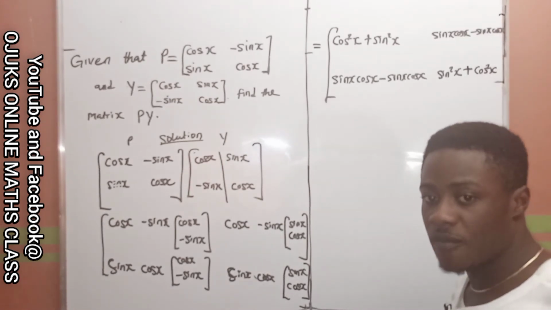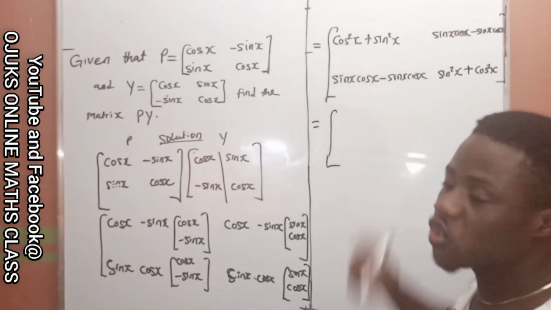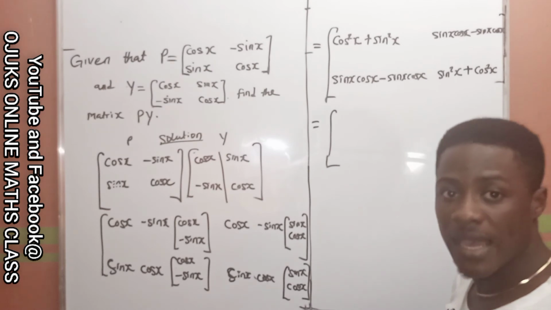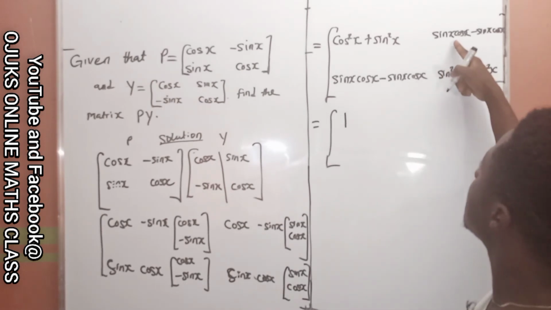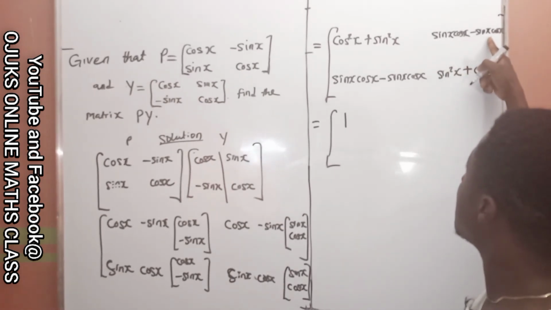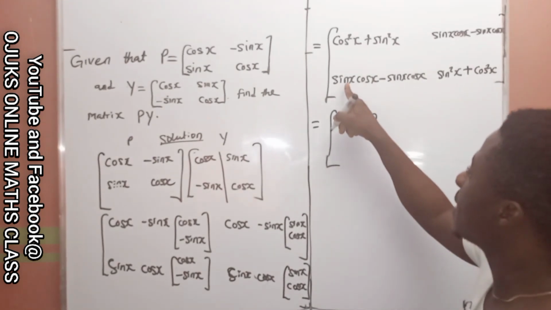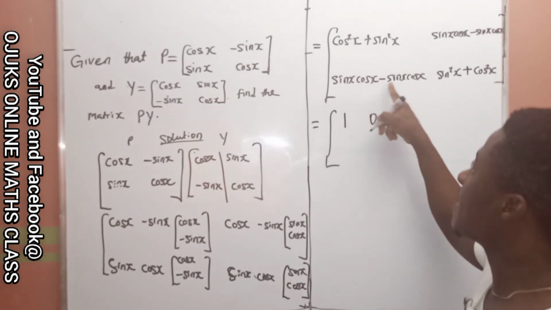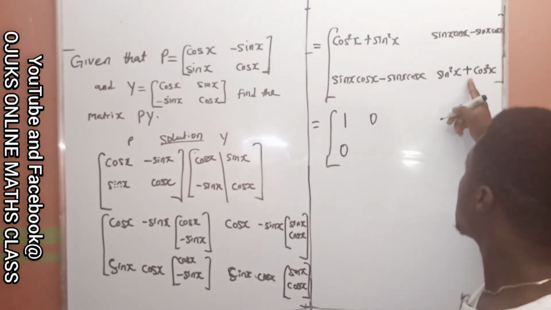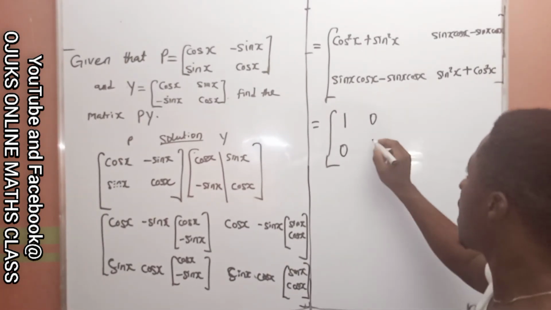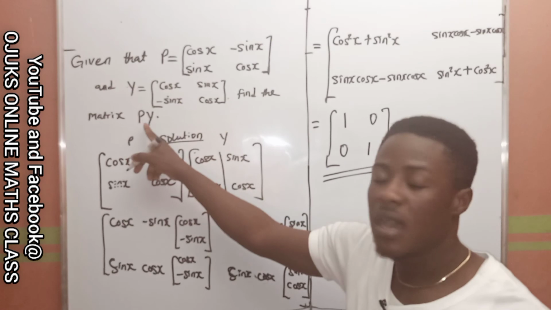Okay, so this is the result of the multiplication. Let's now evaluate further. From trigonometry, cos square x plus sin square x is automatically equal to 1. Sin x cos x minus sin x cos x is equal to 0. Then sin x cos x minus sin x cos x is equal to 0. Then sin square x plus cos square x from trigonometry is 1. So this is our result of the multiplication of P and Y.